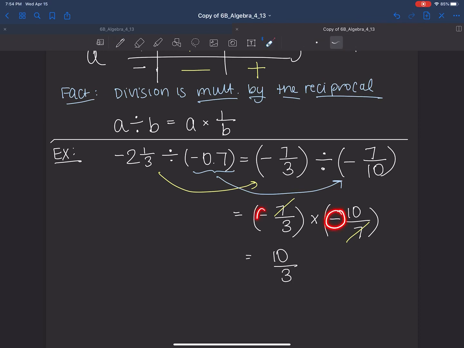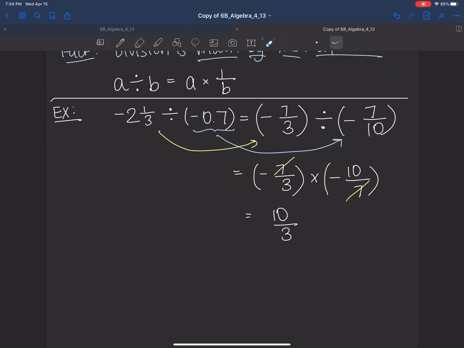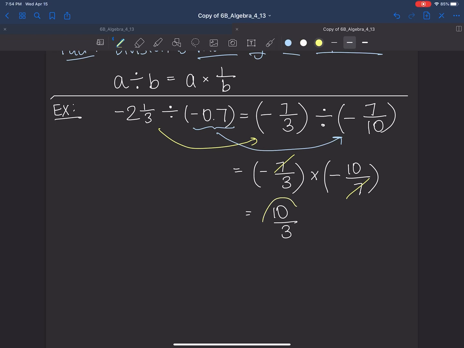Well, both of these terms have a minus sign, so I'm going to leave a positive sign, or just write no sign at all. And I told you guys in class, I generally don't care if you leave your answer as an improper fraction. As I mentioned before, mixed numbers are hard to work with, and a lot of times we end up converting them into improper fractions anyways. So if you want to leave your answer as 10/3, that's totally fine by me.